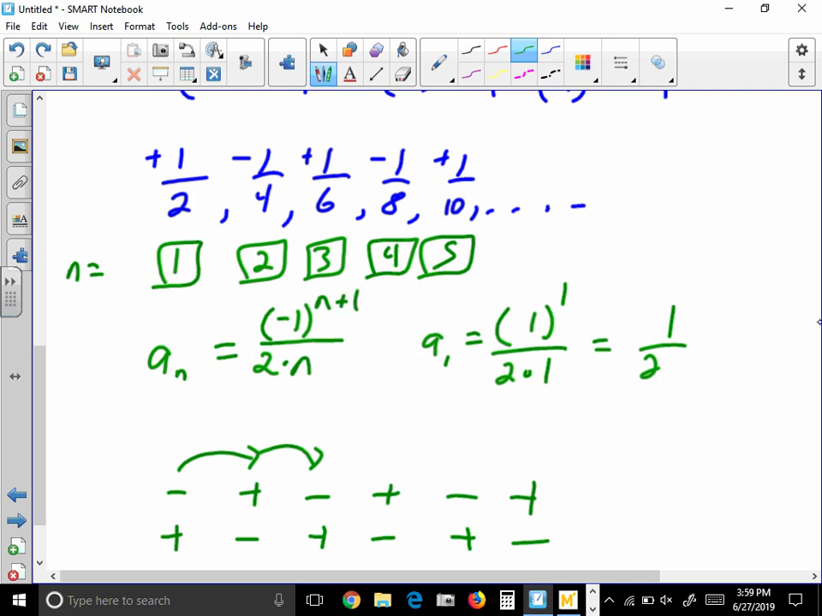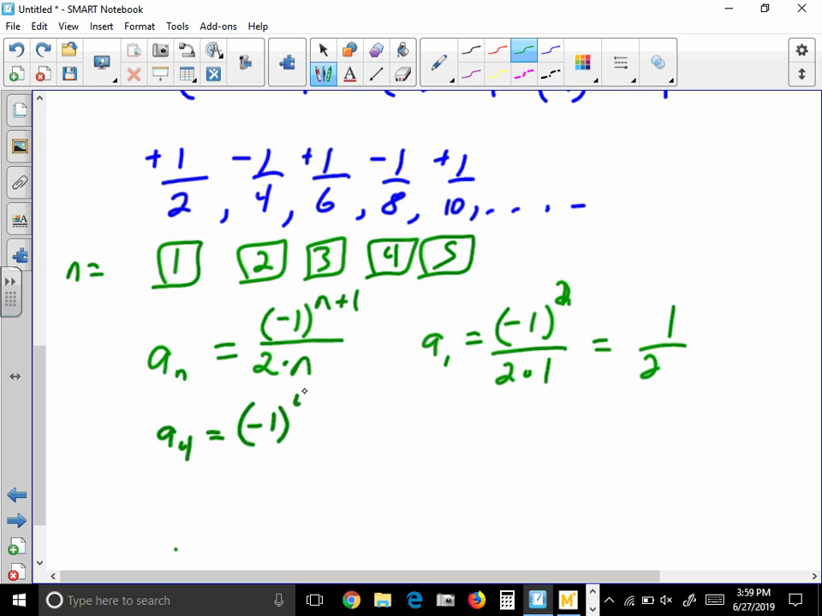We could just add 1. Notice if I put a plus 1 here, when n is 1, what's 1 plus 1? 2. Isn't negative 1 squared now positive? Let's try another one. Now, how about when n is 4? If we put 4 for n, now our exponent, instead of being an even number, is an odd number. What's an odd amount of negatives? Negative. So that does it.